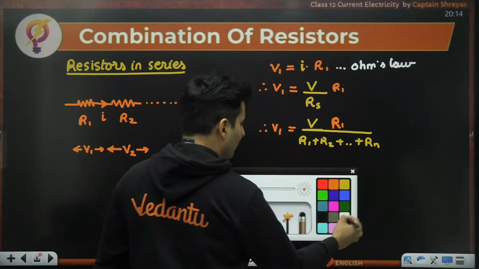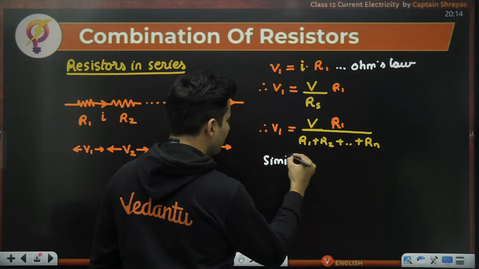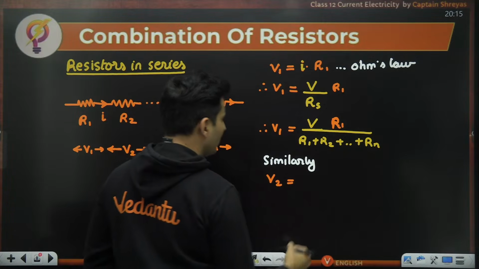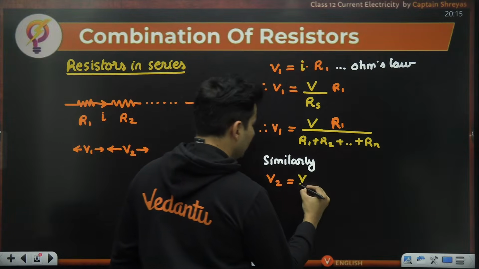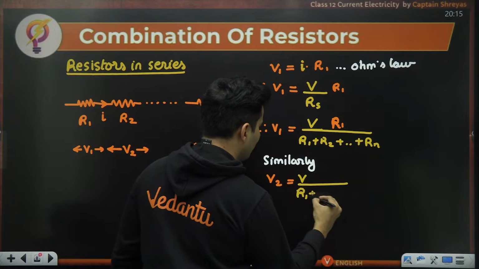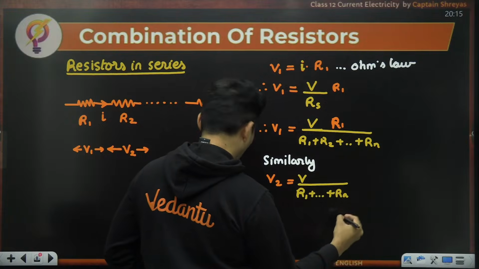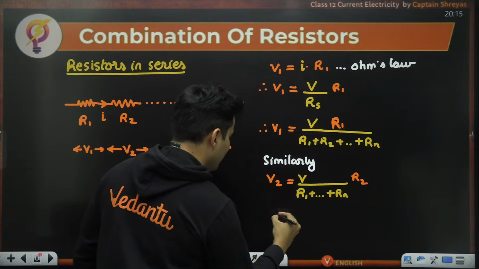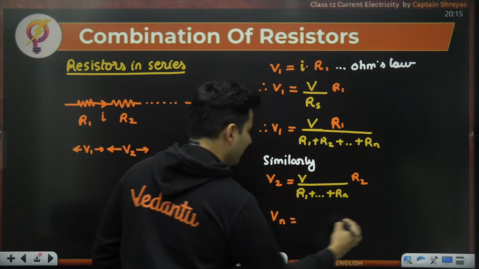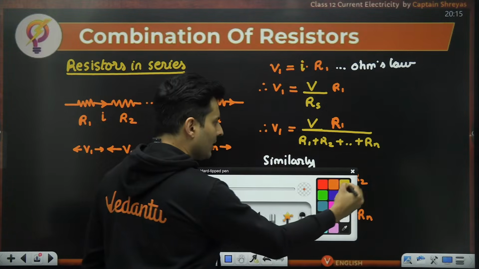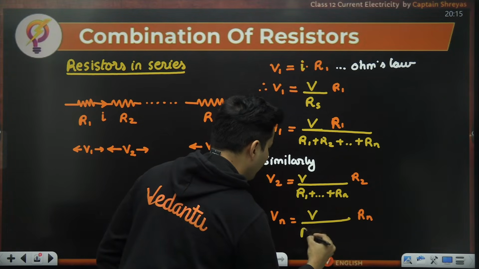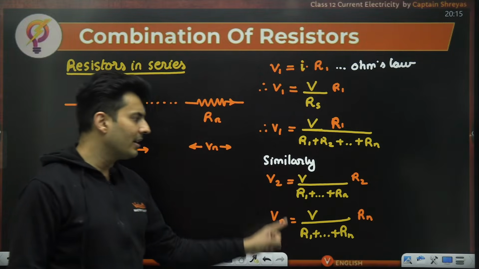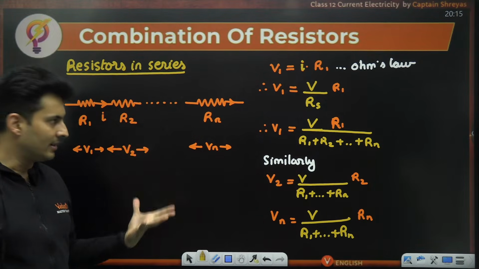Similarly, one can argue, how much will V2 be equal to? V2 will be equal to the total voltage divided by R1 plus R2 plus, like that, till Rn, and the whole thing, because this is V2, you multiply with R2. Same thing, Vn will be the total voltage divided by R1 plus R2, like that, till Rn, multiplied by Rn. So you can figure out the voltage across any resistor.